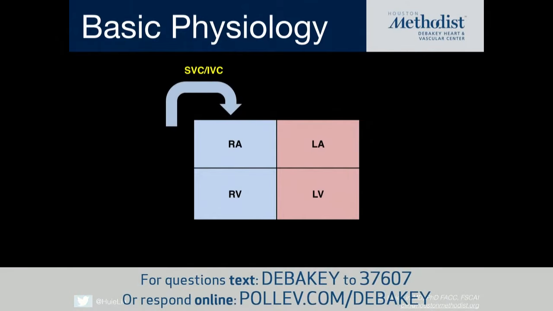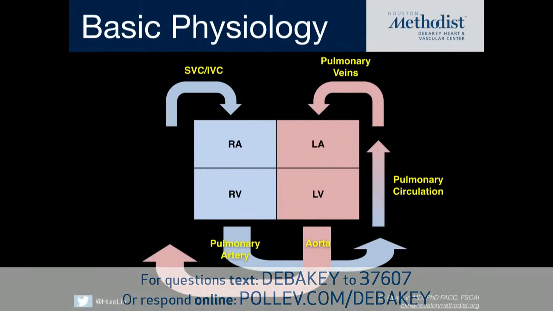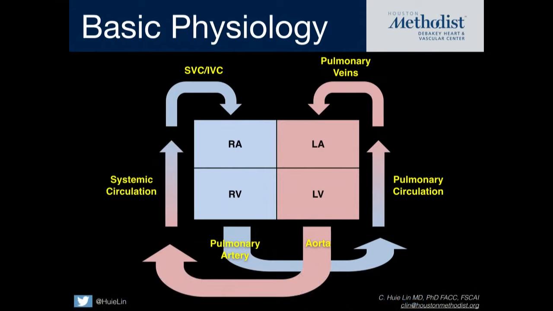For example, we would illustrate the superior vena cava and inferior vena cava venous flow coming back to the right atrium and the right ventricle, then coming out to the pulmonary artery into the pulmonary circulation, and then coming back through the pulmonary venous circulation to the left atrium, left ventricle, and then out the aorta, through the systemic circulation, and then coming back through the systemic venous circulation over again. So this is a typical box diagram, and you'll see this come up in a little bit when we start talking about these specific lesions.